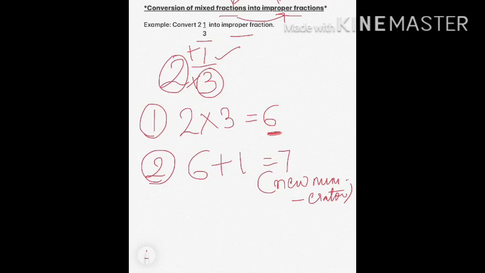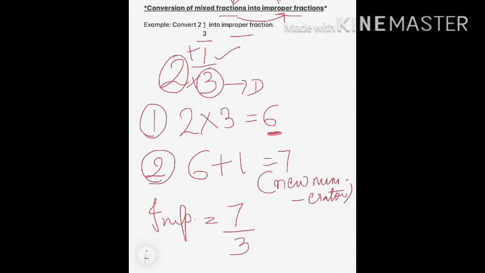Now, what was the denominator here? So this was the denominator. So what is the fraction? What is the improper fraction which we got from here? We got 7 as a new numerator, and the denominator remains the same, that is 3. So this is your way of doing it.